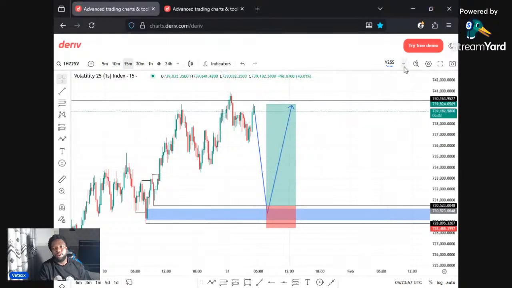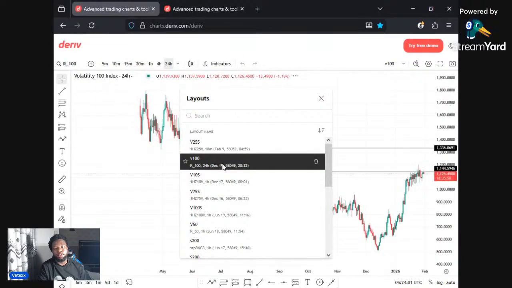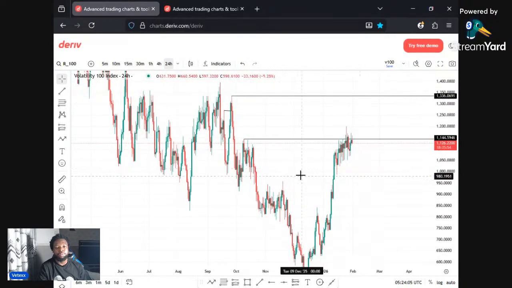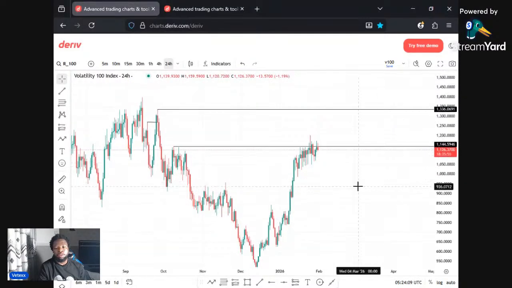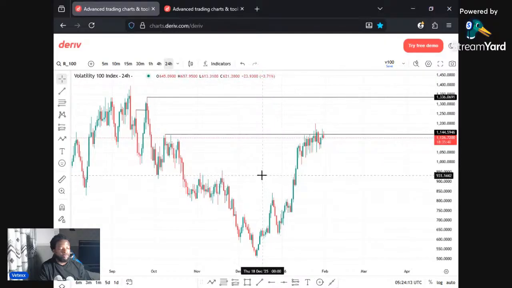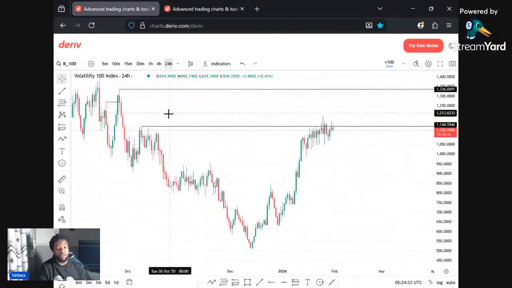Now the next pair we are going to be checking is V100, Volatility 100 Index. Okay, on Volatility 100 Index, the pair has been bearish for a while and it's been consolidating on the 24-hour point of interest. So the first thing we have here is our break of structure. I already marked it out. Our sweep of liquidity, which is this. Okay, this is very clear enough.